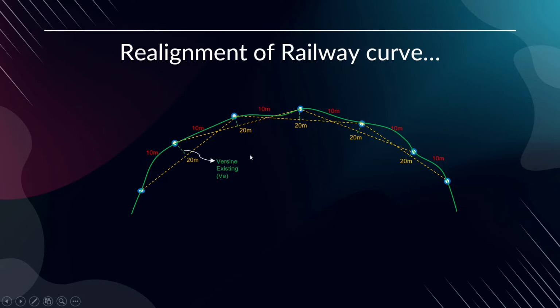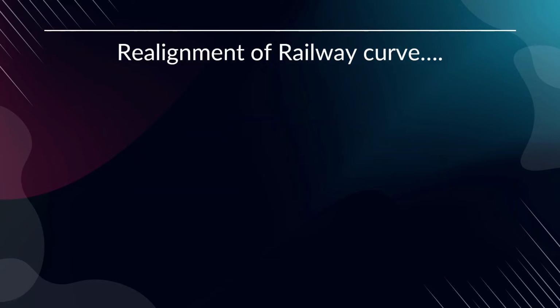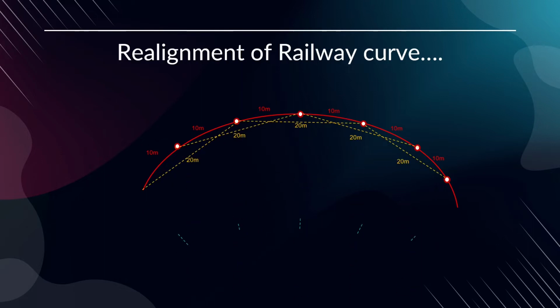So this is the versine existing. If it is disturbed, this is the existing. So this is the versine proposed. If it is a disturbed alignment, we want to bring it to this shape, to the proper uniform radius, and for that we have to fix the proposed versine. That means we have to fix a uniform versine. Earlier, in the disturbed alignment, the versine will not be uniform, but if you bring the alignment to circular form, the versine will be uniform throughout the length. This is the versine proposed.